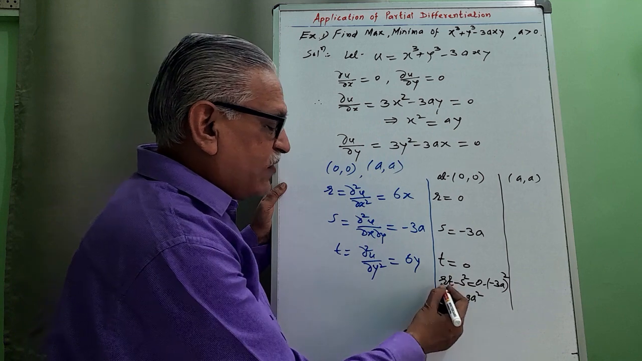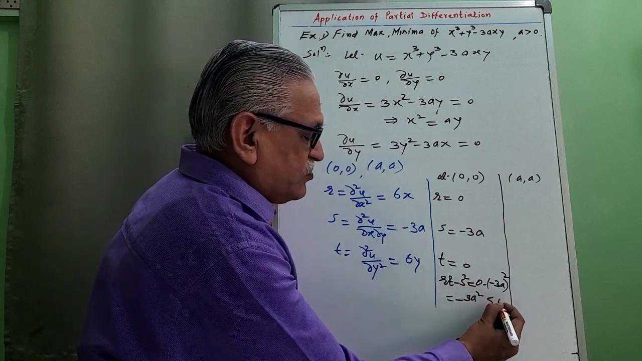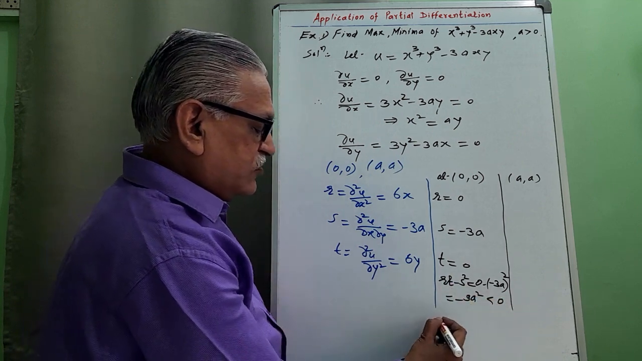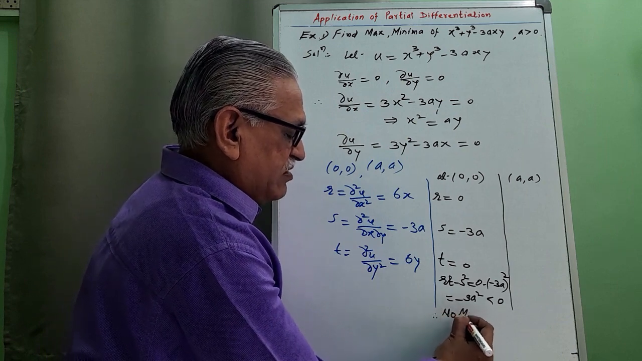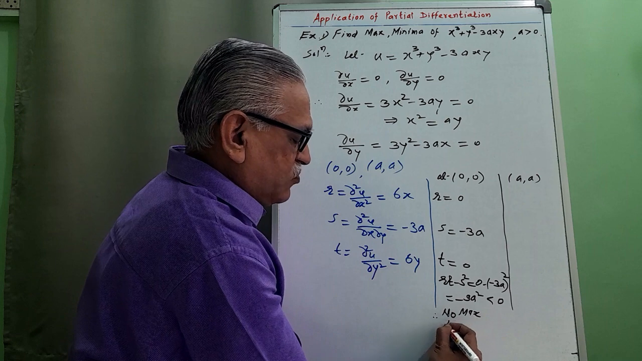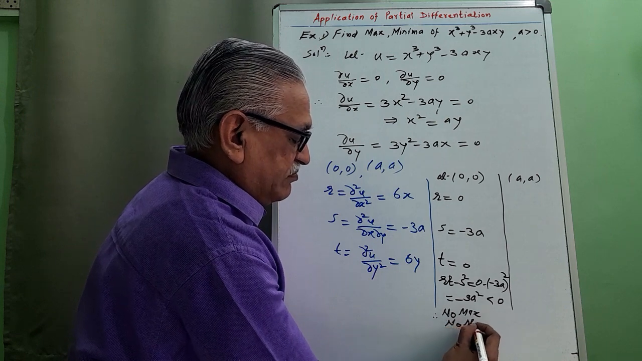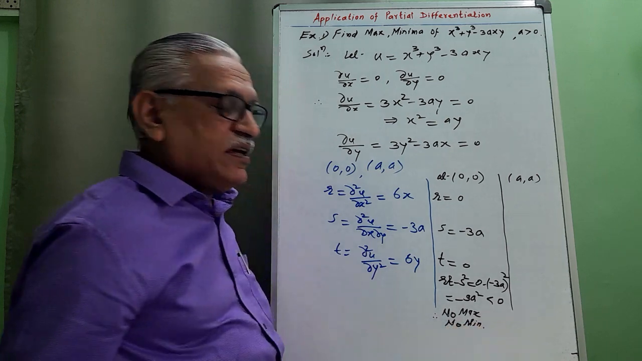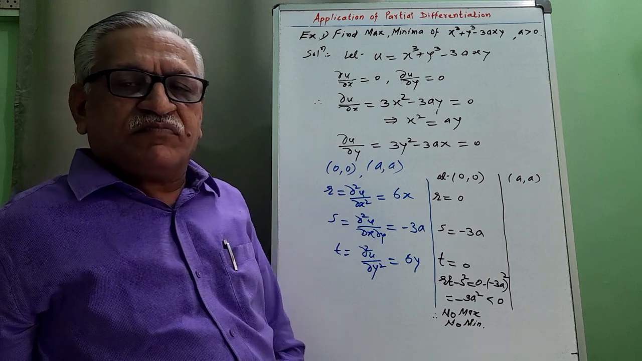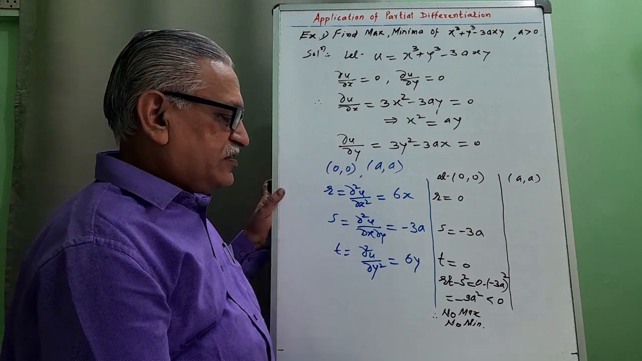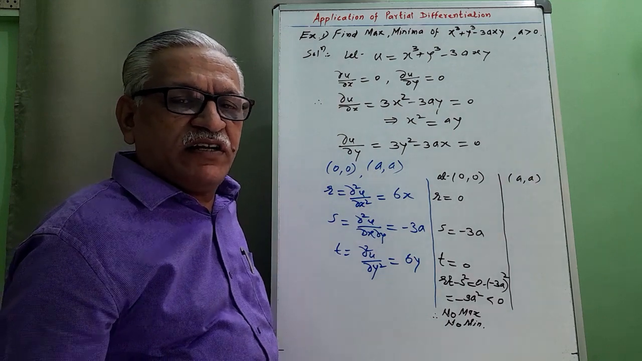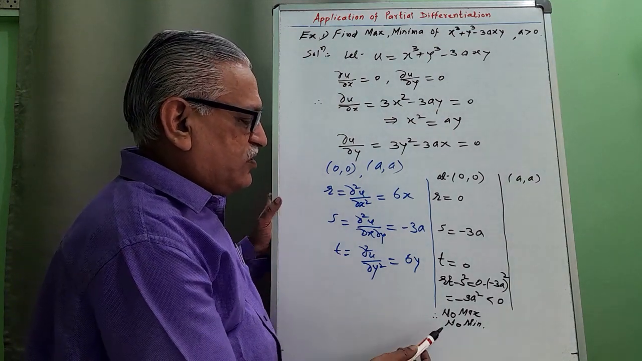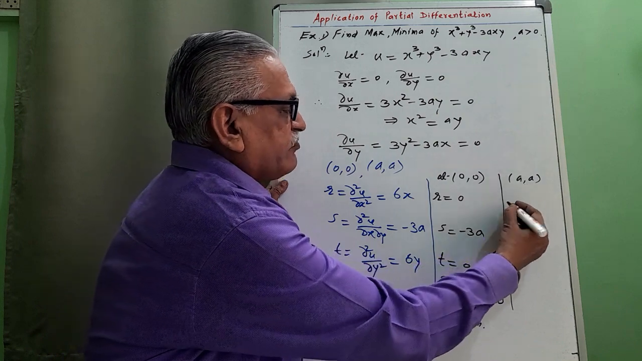Here the value of rt minus s square is negative, and therefore no maxima, no minima at that point. As per the sufficient condition, whenever rt minus s square is negative, we are not getting any maximum or minimum value. Then we go for the second point.